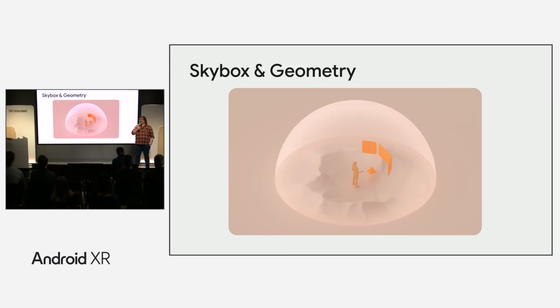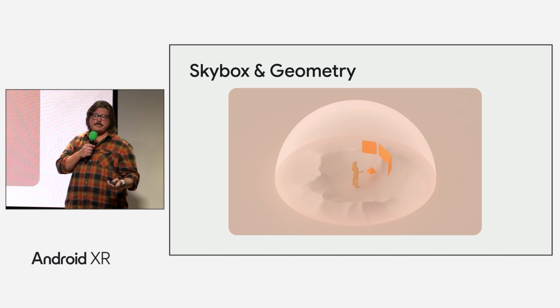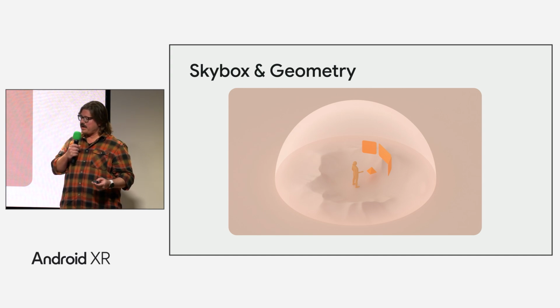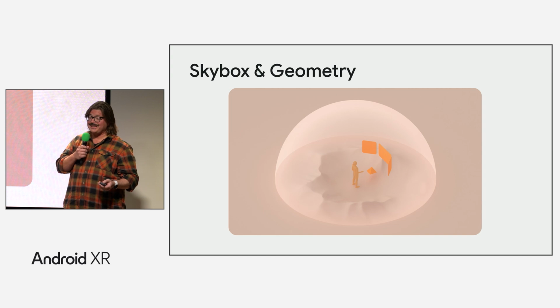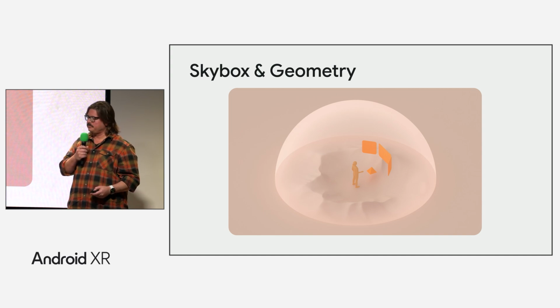To change your user's environment, there are a couple of fundamental concepts to understand: the environment's skybox and its geometry. You can think of a skybox as a distant image that surrounds your users, creating the illusion of a distant background, such as sky, mountains, or a cityscape. The skybox is a high dynamic range image, which provides image-based lighting. This means the way that your user's surroundings are lit can be determined by the lighting information in your skybox.